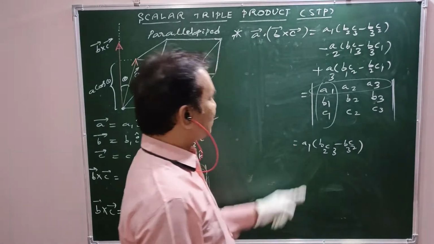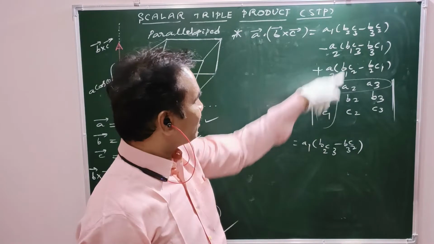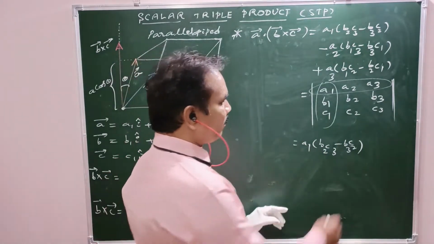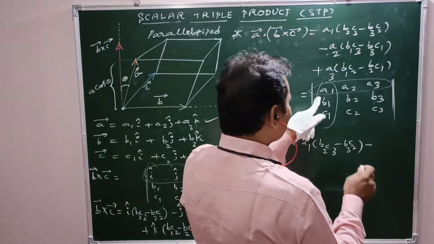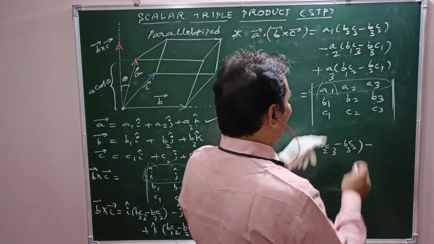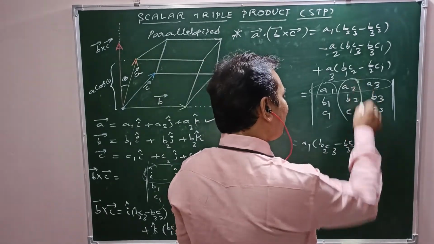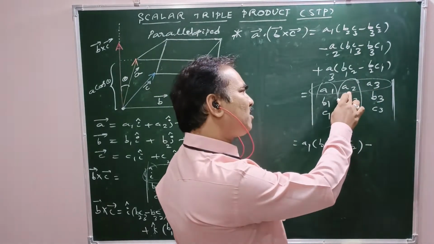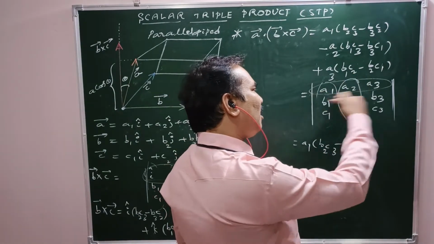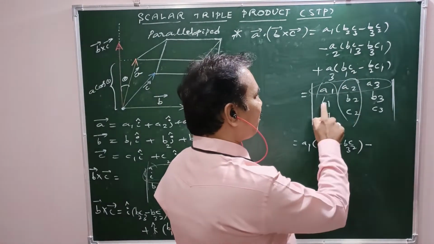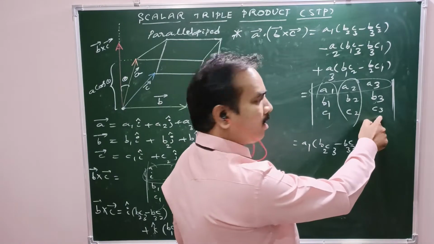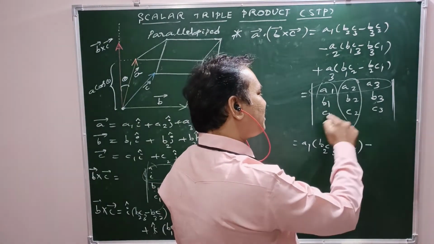B3C2. See, A1 into B2C3 minus B3C2. Now, minus, this time, exclude row and column connecting A2. This is where A2 is, somewhere here. Exclude this row and column connecting A2. We are left with these four components. Now take them as A, B, C, D.